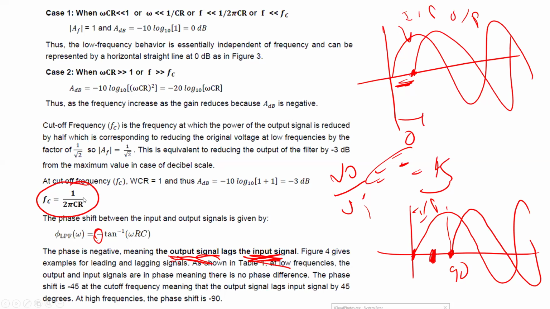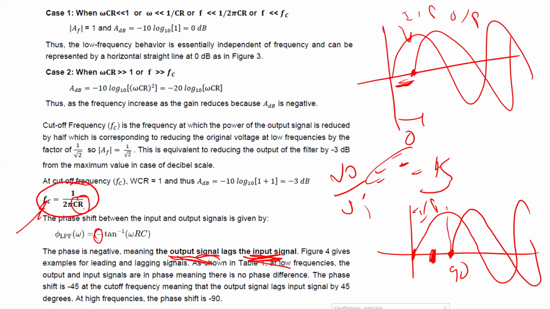Very important formula, because that means when I design a filter, I have to design it for a specific value of cutoff frequency. That's it. So all you have to do is select some values for C and R to achieve a certain FC. You see what I'm saying? Because again, how important FC is.